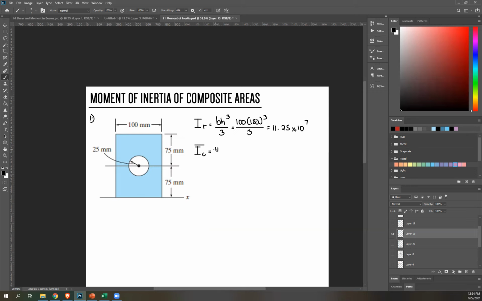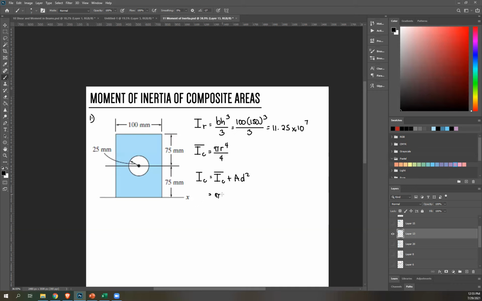Now, too bad for us, that's not where our reference axis is. Our reference axis is here at the base. So to get the moment of inertia about the base, remember we have this parallel axis theorem. So very good, Colin. That's the actual equation. So I sub C is, if you recall the parallel axis theorem, I bar plus A d squared. So I C bar plus A d squared.